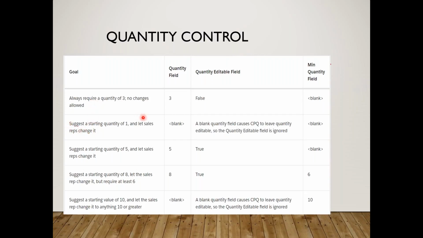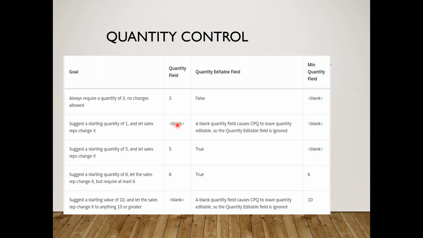Second scenario, just think on this side, forget about all these fields. The second business use case is, I intentionally added this slide because I know you will get these types of requirements when you actually start working on the project. So the sales rep will say, you can suggest a starting quantity of 1 and let the sales rep change it. How will you achieve that? Starting quantity should be 1, and based on need, the sales rep can change 1 to 0, or 1 to 2, 1 to 3, whatever they want. How can you give this flexibility? The answer is, you can keep the field blank.